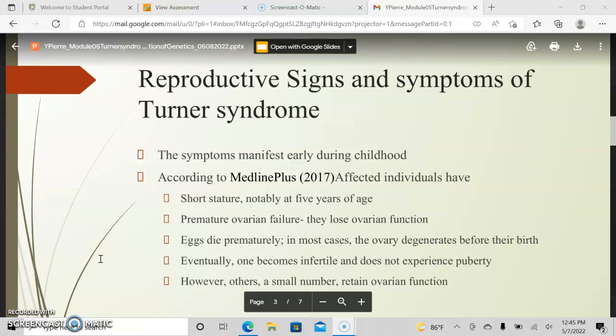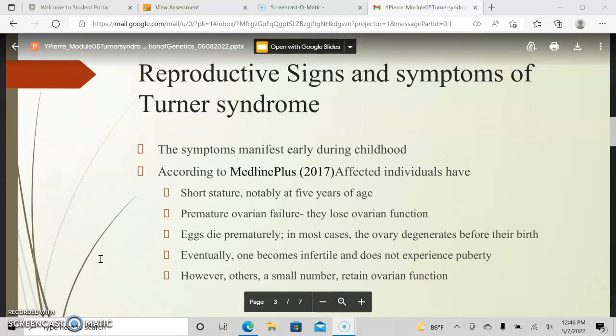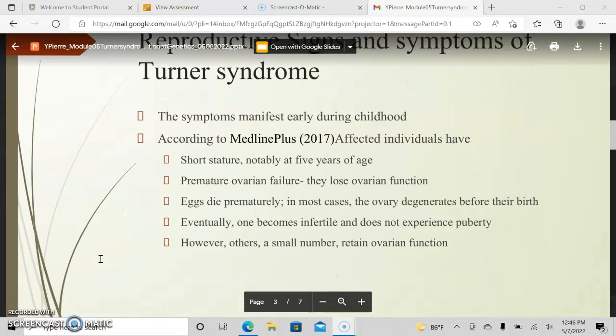In many cases, eggs die prematurely, resulting in the loss of ovarian function. In most cases, the ovaries degenerate before birth, and eventually one becomes infertile. Moreover, they do not experience puberty. Nevertheless, others, a small portion, retain ovarian function. Okay, this was about reproductive signs and symptoms.